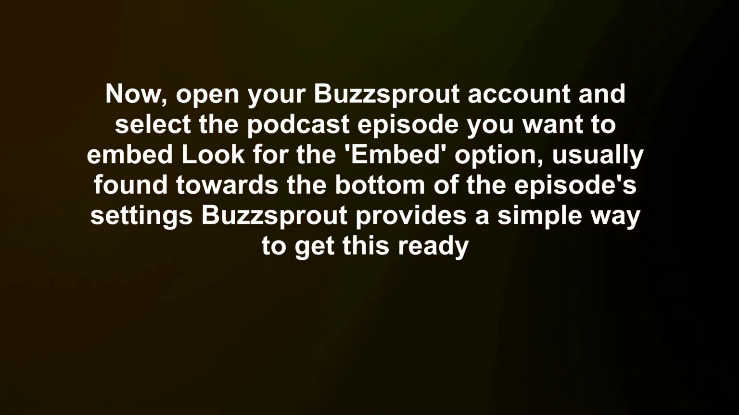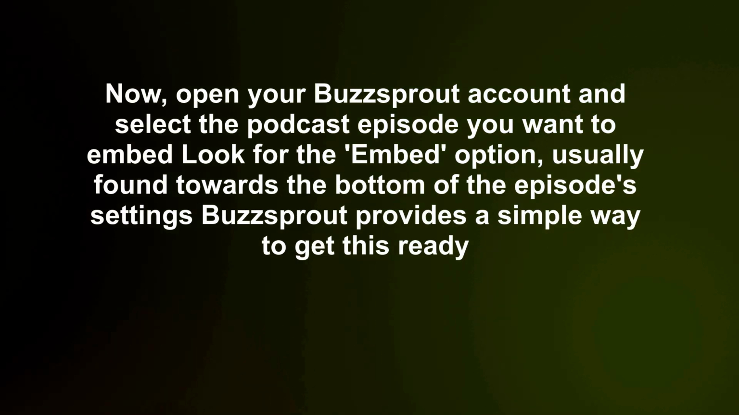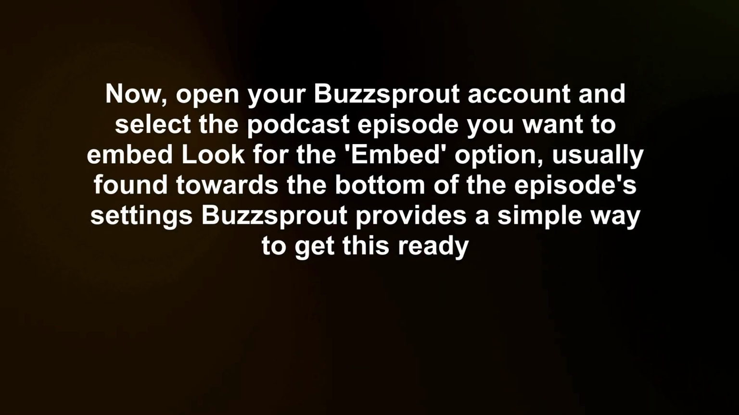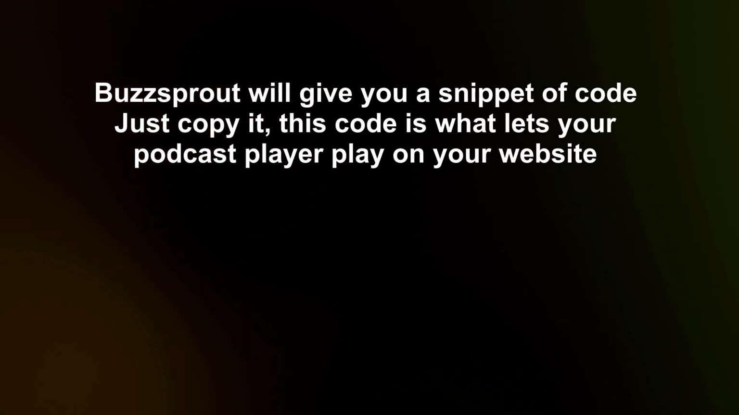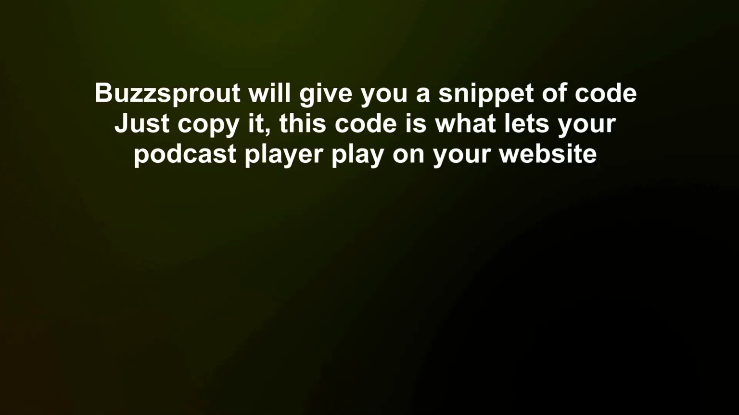Now, open your Buzzsprout account and select the podcast episode you want to embed. Look for the Embed option, usually found towards the bottom of the episode settings. Buzzsprout provides a simple way to get this ready. Buzzsprout will give you a snippet of code. Just copy it. This code is what lets your podcast player play on your website.